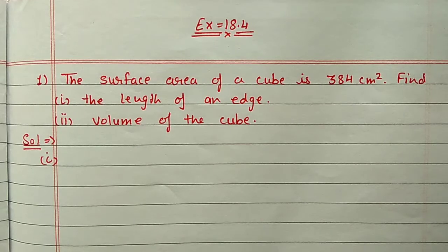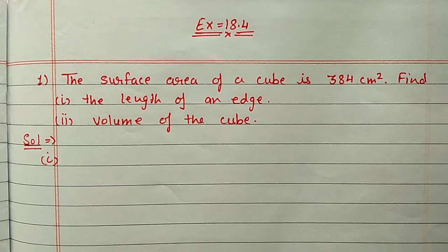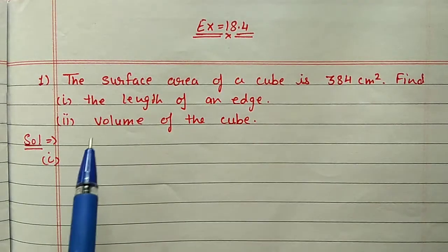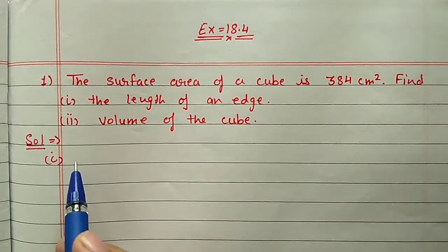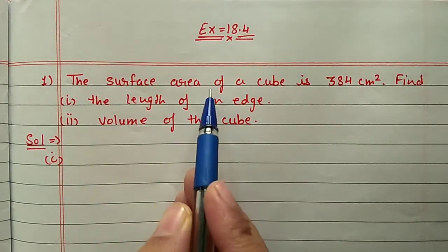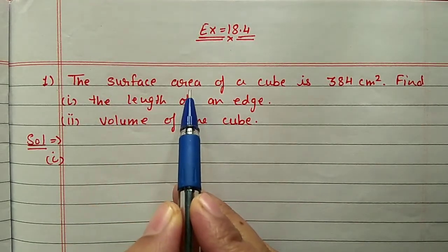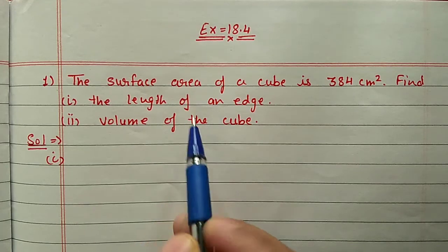Now we will start exercise 18.4. First question: the surface area of a cube is 384 centimeter square. We have to find out the length of an edge and the volume of the cube. So first we will start with the first part. Total surface area is given. If only surface area is mentioned, we are talking about the total surface area.